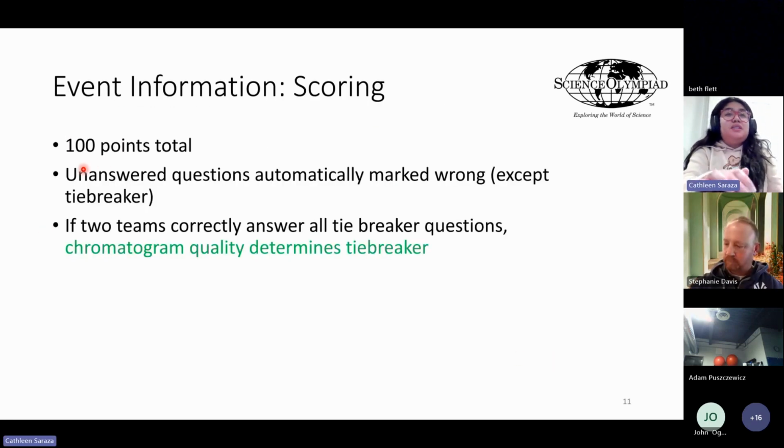The event is out of 100 points, and unanswered questions are automatically marked wrong except the tiebreaker. If 2 teams correctly answer all tiebreaker questions, then the chromatogram quality determines the tiebreaker. So we'll get to chromatography in a bit, but it's also good to have your students be well versed in how to do chromatography. Again, I'll go through that in a bit.